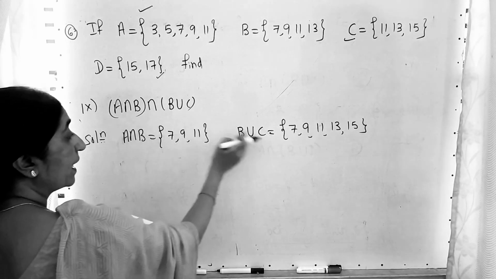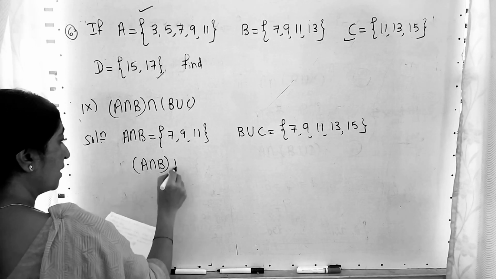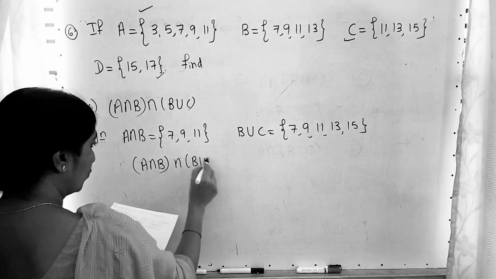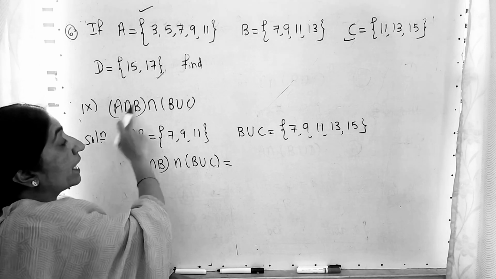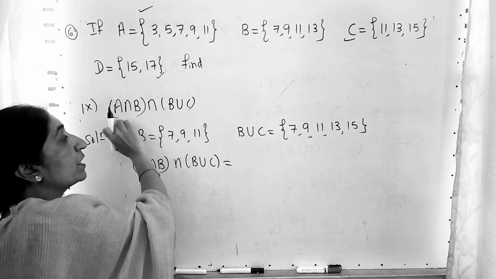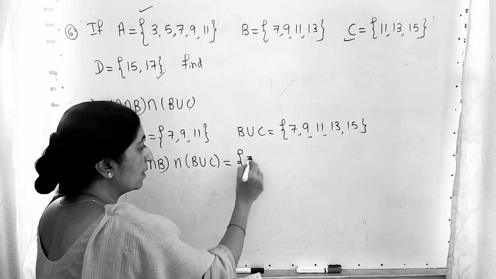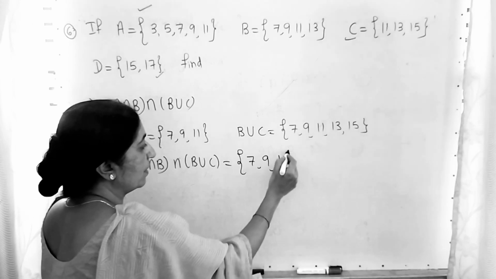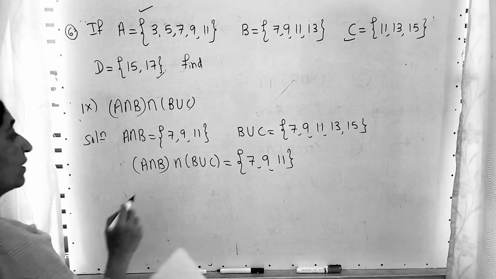Now we have to take the intersection of these two. A intersection B union C. That means first I calculated the bracketed terms, then I took the intersection of these two. Intersection means the common elements. The common elements are 7, 9, 11. Even without practice you can write it very easily.